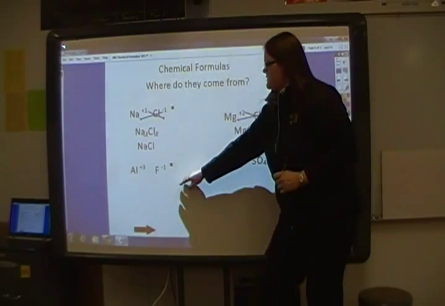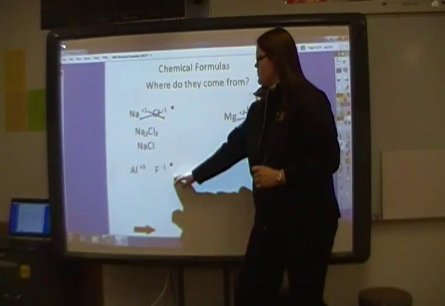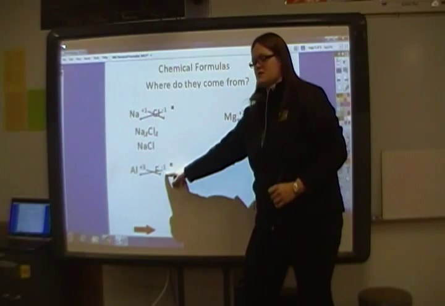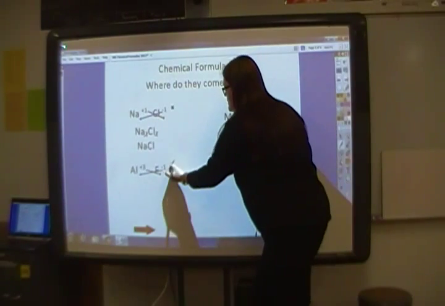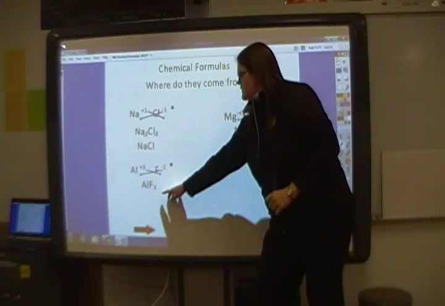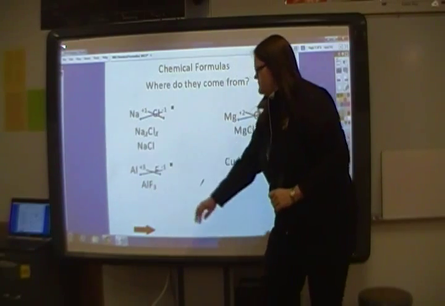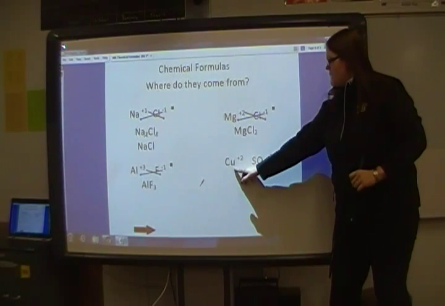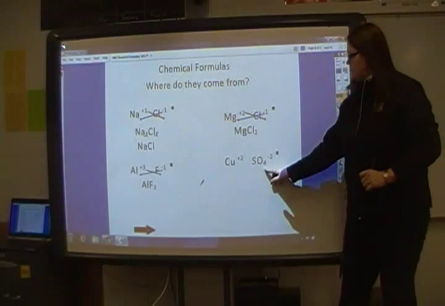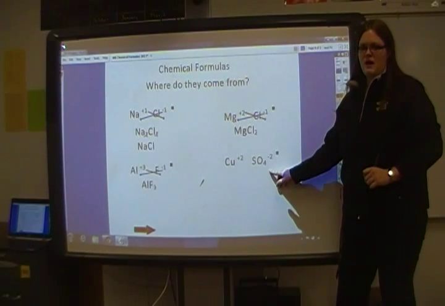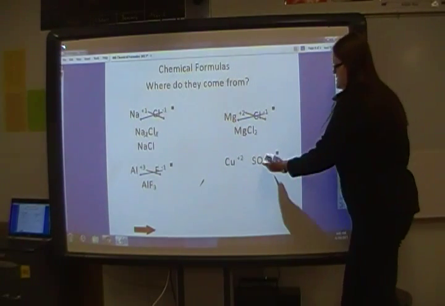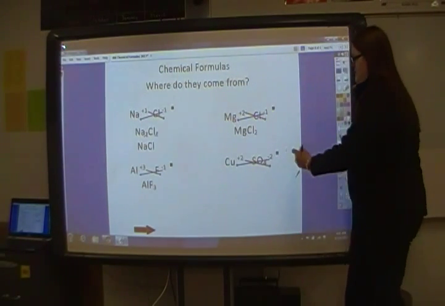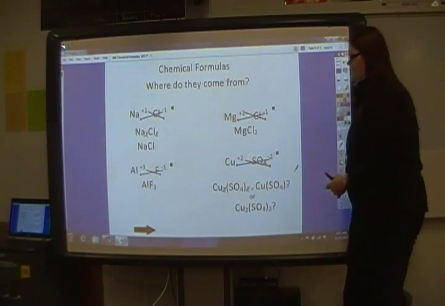Okay, the next one. Aluminum plus 3, fluorine minus 1. We cross the charges down to subscripts, giving us the formula AlF3. And taking a look at this last one, we have copper plus 2, and we have a sulfate molecule that has a charge of minus 2. We still cross the subscripts. However, what are we going to end up with?